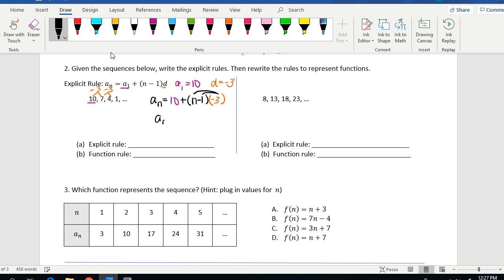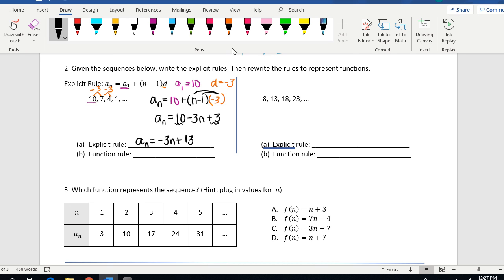So I'm left with a sub n equals 10. -3 times n is -3n. -3 times -1 is a +3. So my last and final step is to combine like terms. So my explicit rule for this sequence is a sub n equals -3n, and then 10 plus 3 is 13.